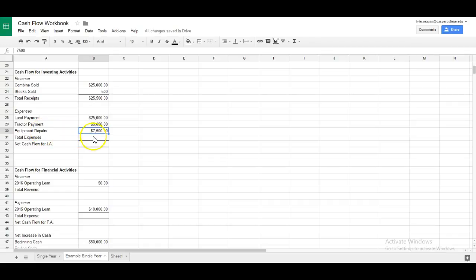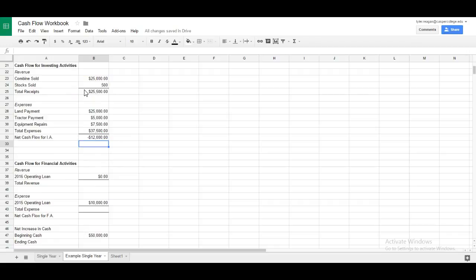So the total expenses for investing activities is going to be equal to the sum of the expenses under these investing activities. So we're going to go ahead and add up all of these. And then we come down here and we say, all right, what is the net cash flow for investing activities? Well, if you remember back to the last video, it's equal to the total receipts minus the expenses. You notice we have a negative $12,000 here. It's okay to have a net cash flow of negative on this assignment.